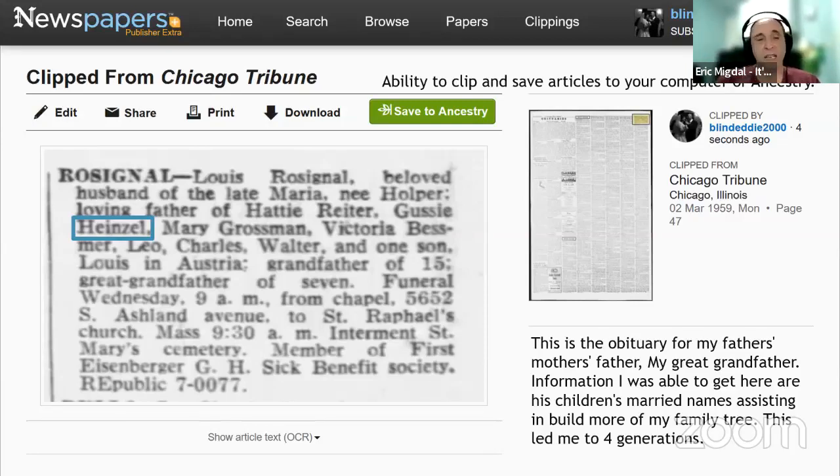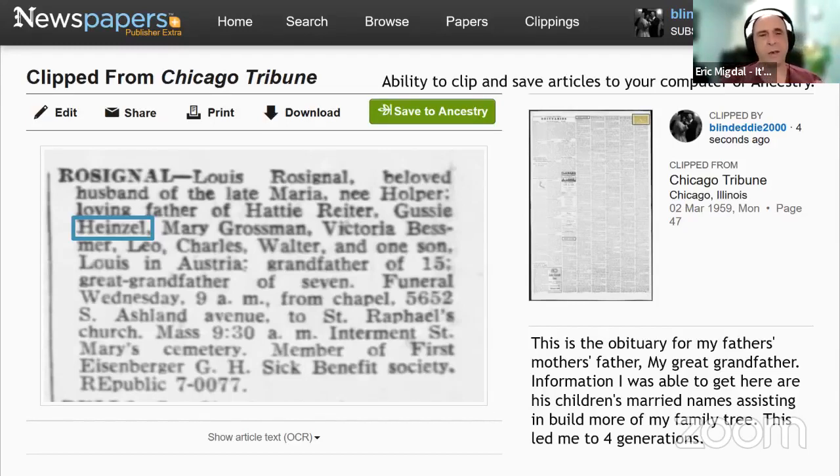One thing I know, Louis most likely is a junior because his name is the same. And I know where he is in 1959. He's in Austria. Louis is also the grandfather of 15. Some of those grandchildren are going to have the same last name as the daughters' husbands, Ryder, Heinzel, Grossman, and Bessemer. I will be able to attribute whose children they belong to, who the parents are, based on their last name.